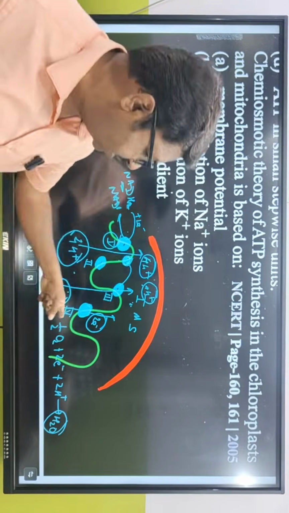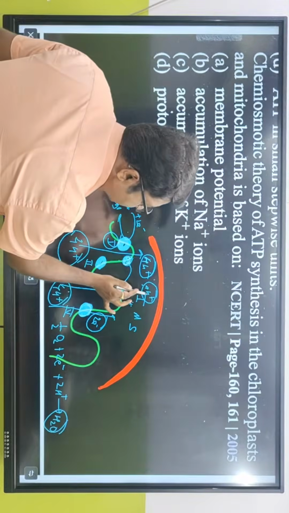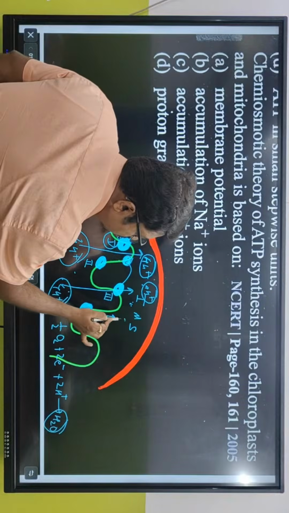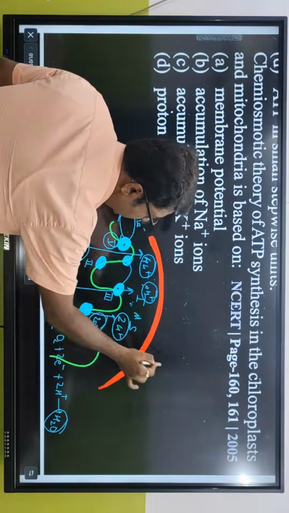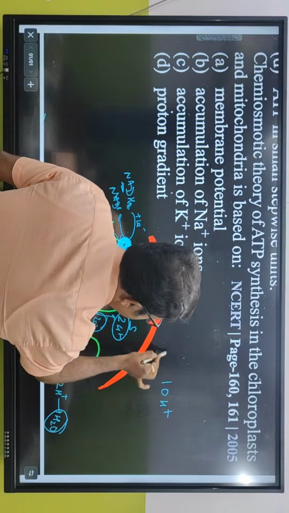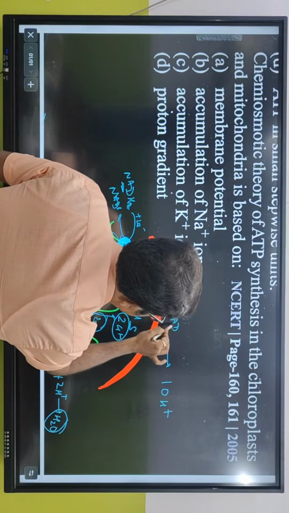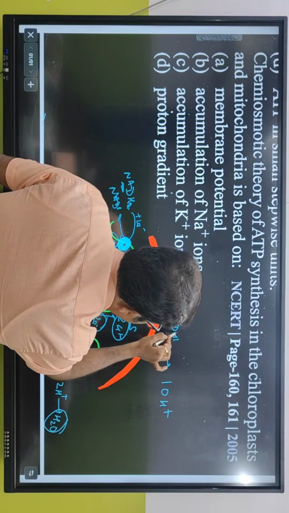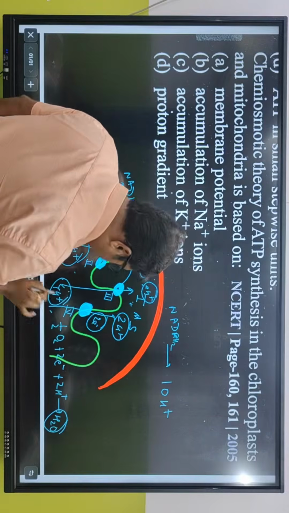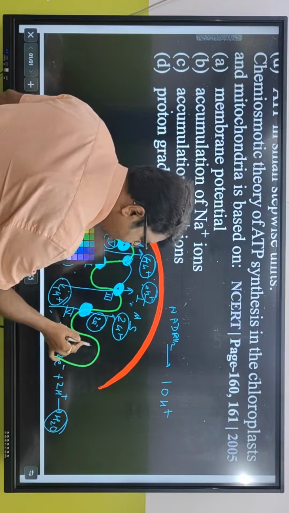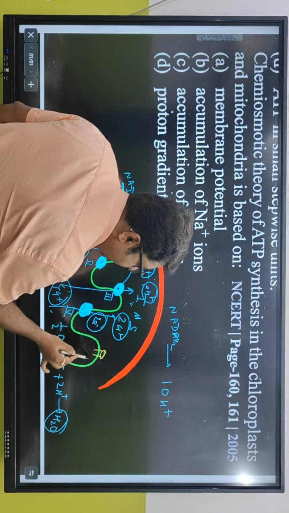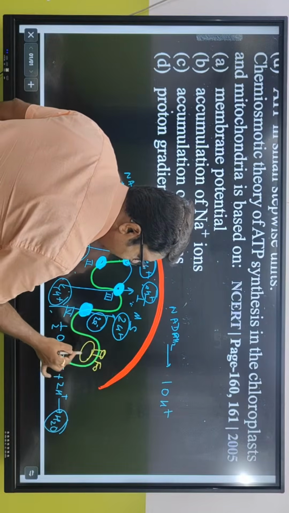Terminal oxidation. So ultimately 4 plus 4 plus 2 hydrogen is being pumped. So in total 10 hydrogen being pumped by 1 NADH2 and 1 FADH2. And what is present over here? Complex 5. And what is that? F0, F1 particle.